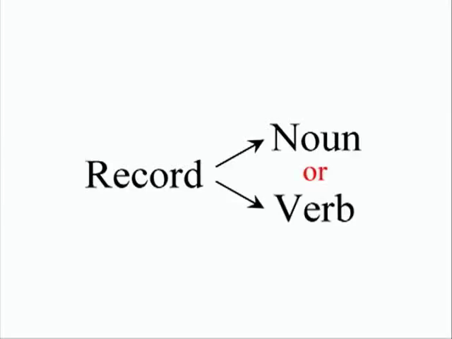Let me first ask you a question. What is this word? Why, that's record. No, that's record, isn't it? As you can see, this word has two distinct different meanings depending on the context in which you're using it. It could be the noun record or the verb record. So it has two distinct different meanings depending on the context you're using it in.